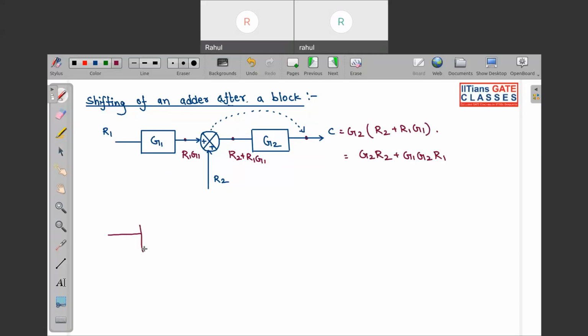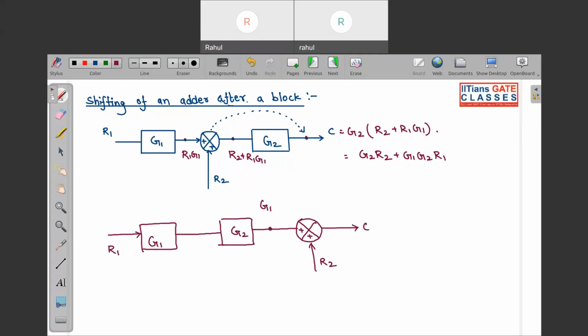So let me draw it very quickly. So this adder has been taken ahead of the block. This is C. And over here, this is R1. So now if you see the output over here, it will be G1 G2 into R1, and over here C will be equal to G1 G2 (R1 plus R2). So you can see G2 is missing over here. Rest all the things are the same.